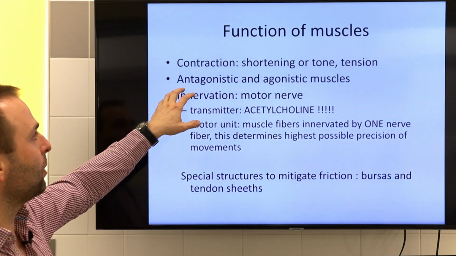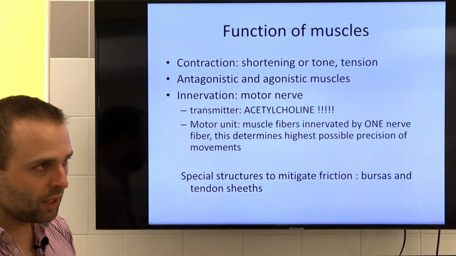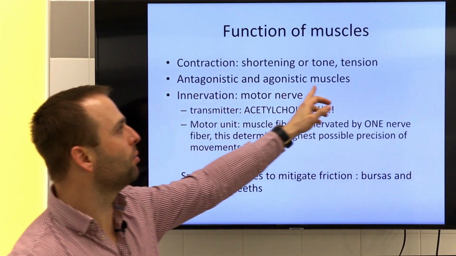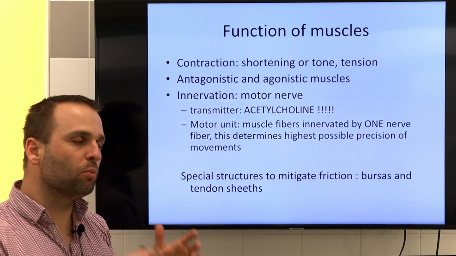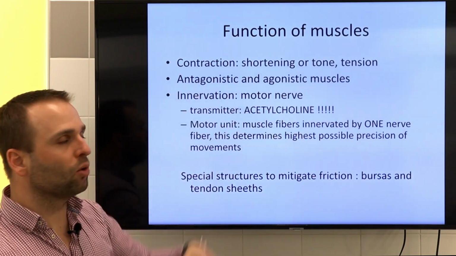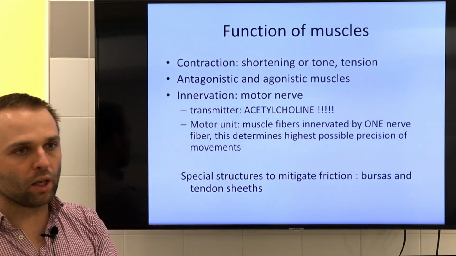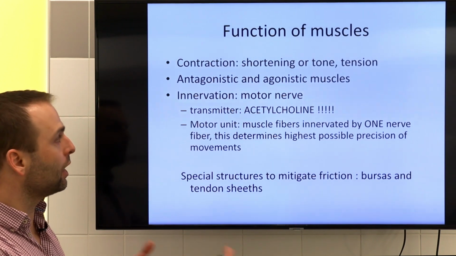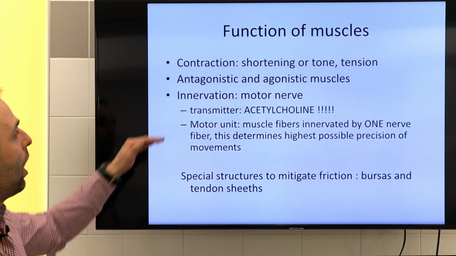Another important aspect is the term antagonistic and agonistic muscles. This refers somewhat to muscle groups. So agonistic muscles are the ones which work together, so they move the same joint in the same direction. And antagonistic means that they have opposite function. So one is flexing, the other one is extending the same joint. In this case, they are working as antagonists.